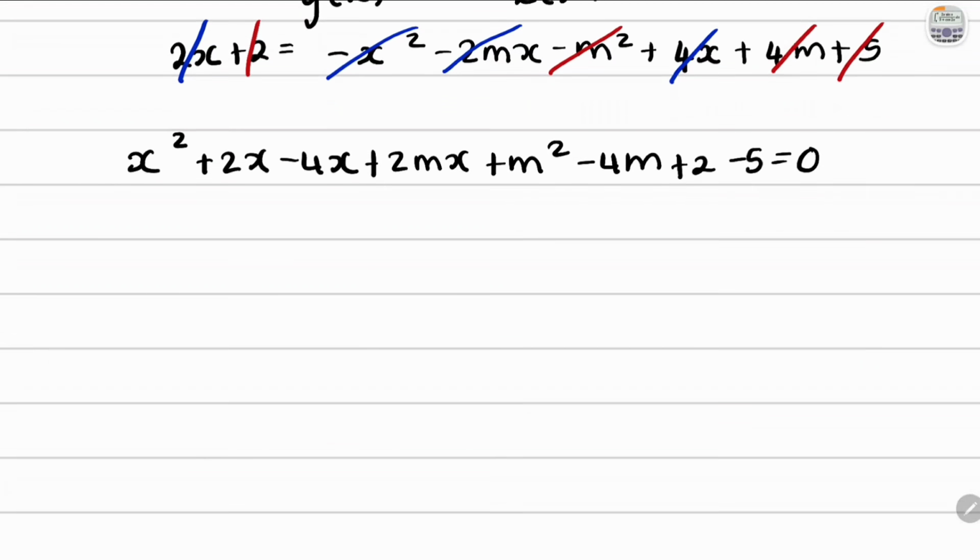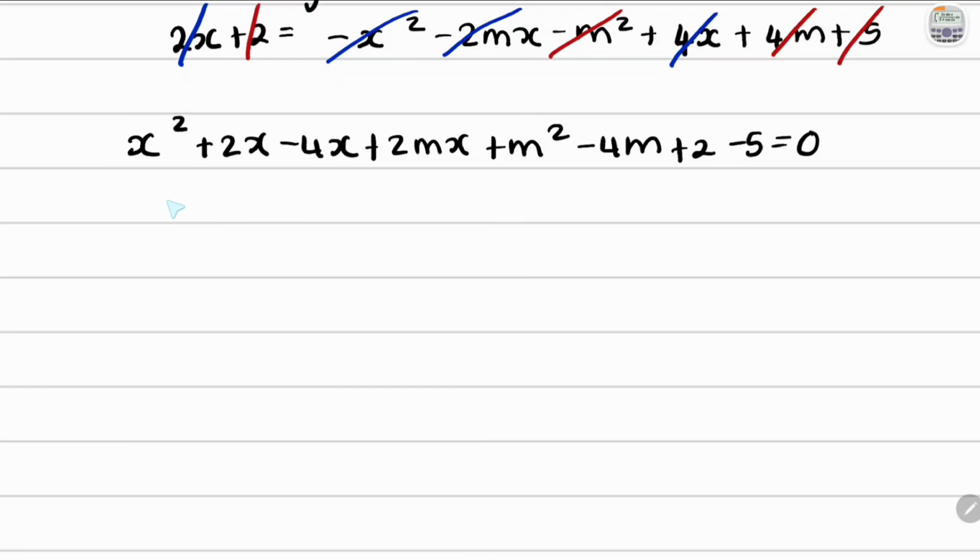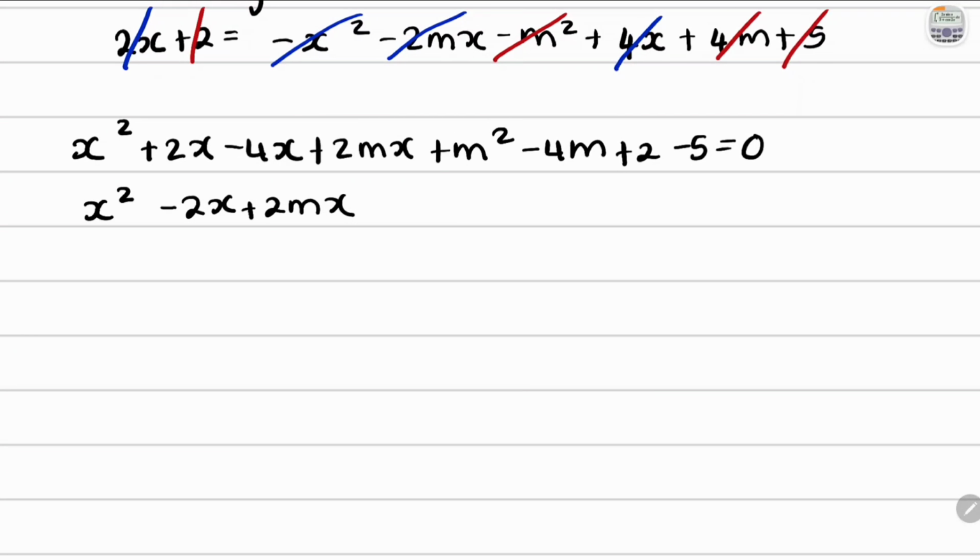Okay, so let's simplify. We have x squared. Those can already subtract, so that's going to give you negative 2x. And then still plus 2mx, we'll factorize if need be. And then plus m squared minus 4m. And then 2 minus 5 is negative 3, equal to 0.